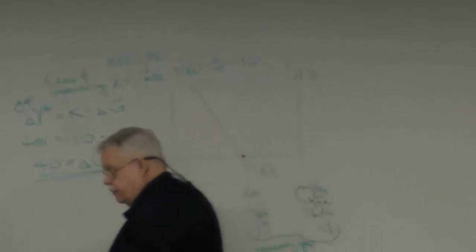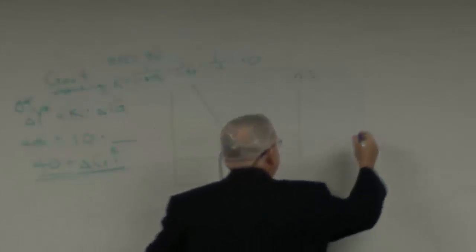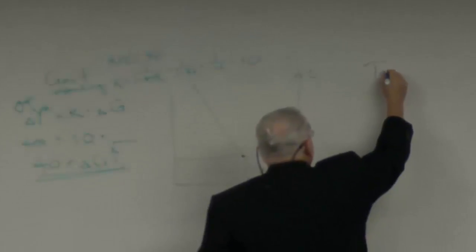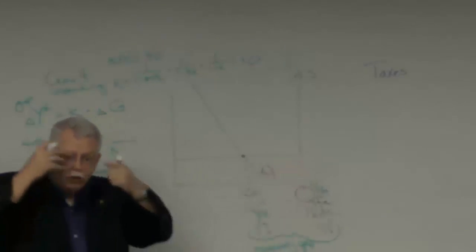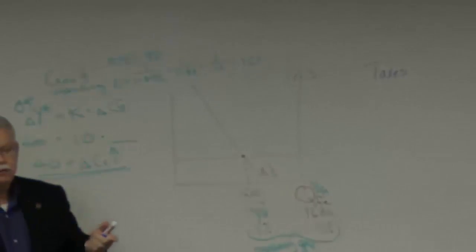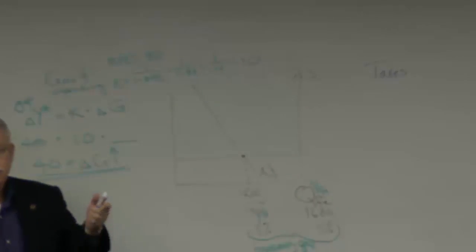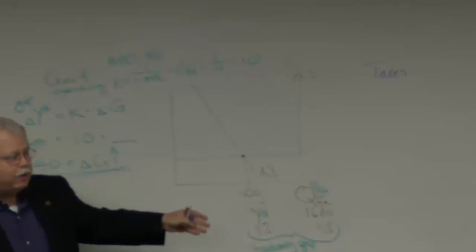Well, let's look at the other possibility. What if we wanted to, see if I can find a good marker here. Instead of using government spending, let's use taxes as our fiscal policy tool to go from this recession into full employment. We know conceptually, what do we need to do with taxes? Increase them or decrease them? Decrease them, because we need more spending.